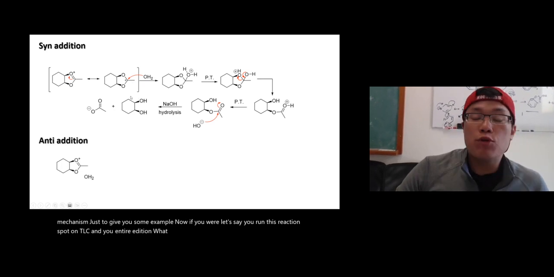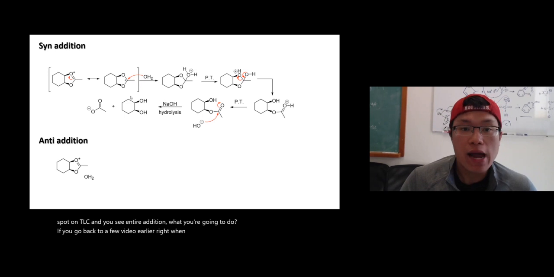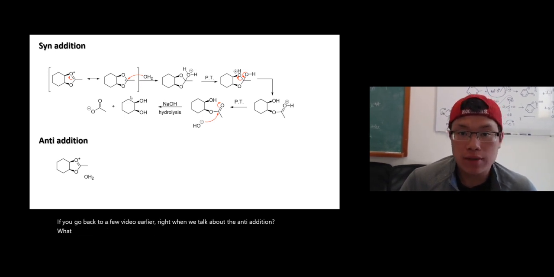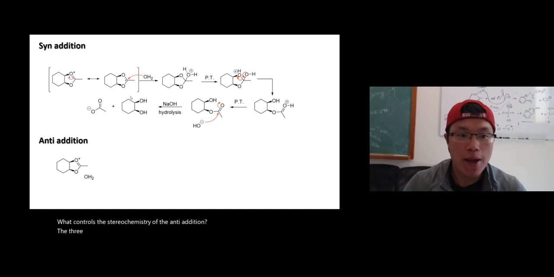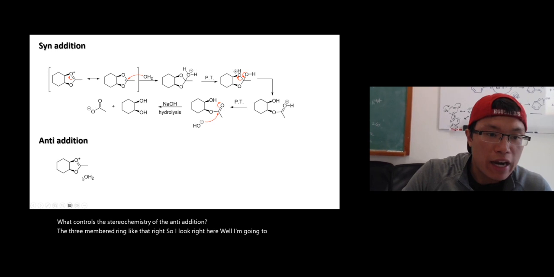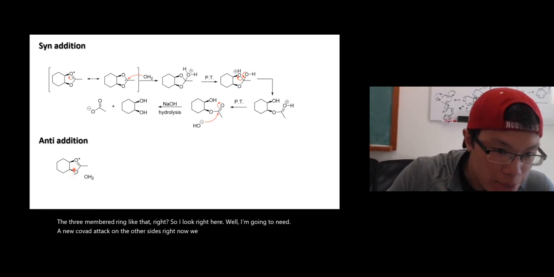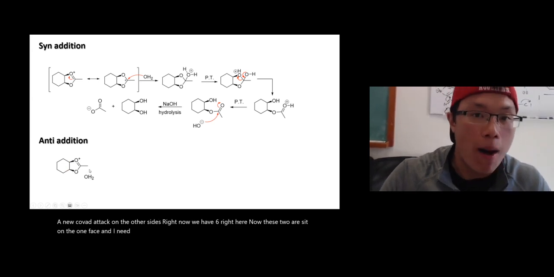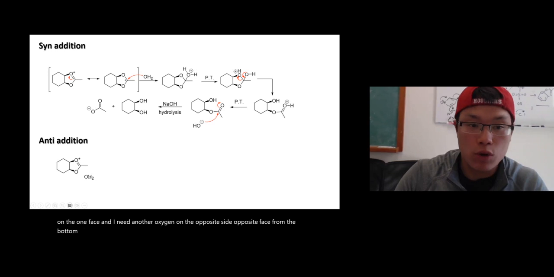If you go back to a few videos earlier, when we talked about the anti-addition, what controls the stereochemistry of the anti-addition? The three-membered ring. All right, so I look right here. Well, I'm going to need a nucleophile attack on the other side. Right now we have cis right here. These two are cis on one face, and I need another oxygen on the opposite face from the bottom.